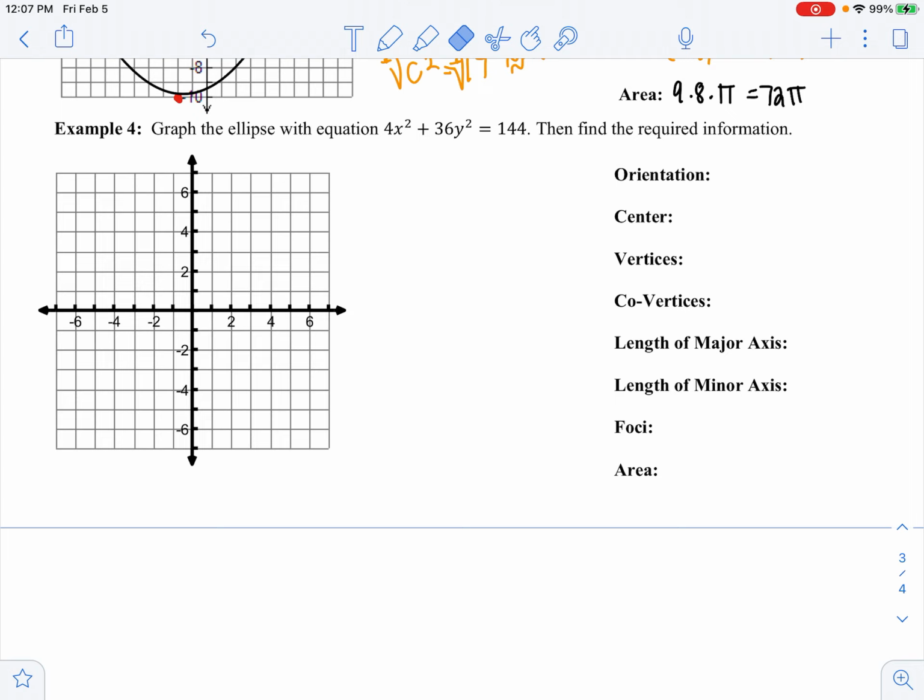Last one. So I can tell this is an ellipse because there's an x squared and a y squared and there's a plus separating them, but it's not in the form that I'm used to. The form that I'm used to does not have coefficients in front of x squared, and it's equal to 1. So to get it equal to 1, I'm going to divide everything by 144.